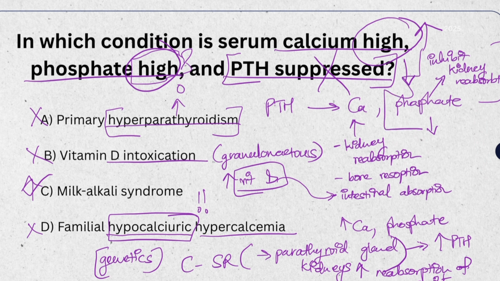phosphate. And also, the metabolic alkalosis caused by this absorbable alkali promotes phosphate retention. Hence we get to see an increased or slightly elevated level of phosphate. I hope you understood that.